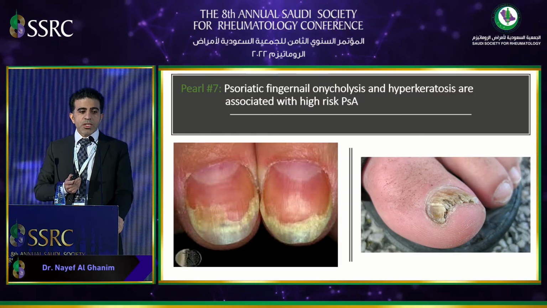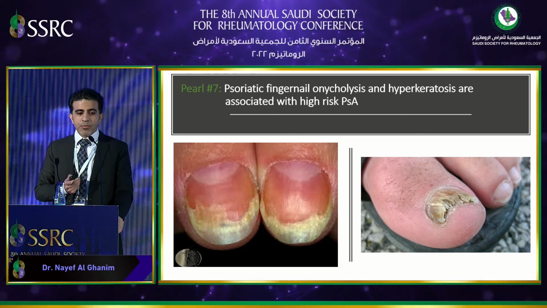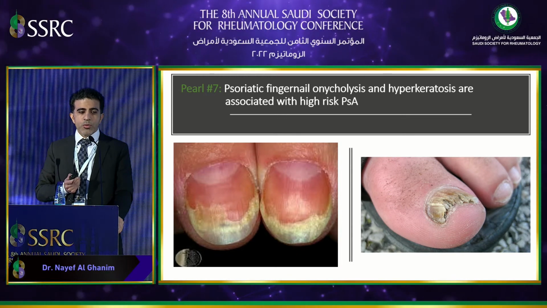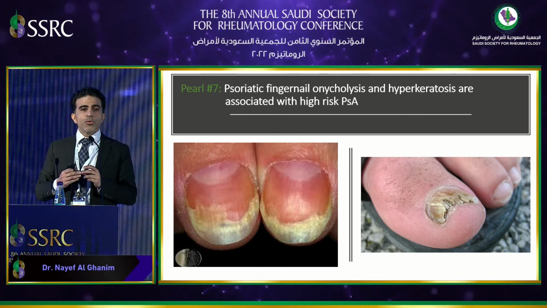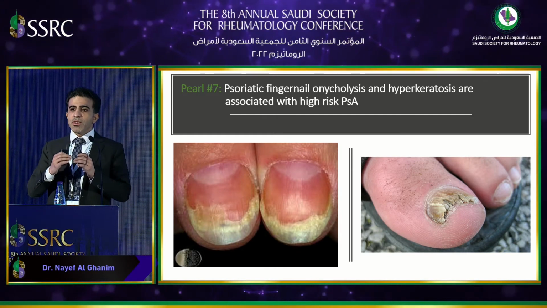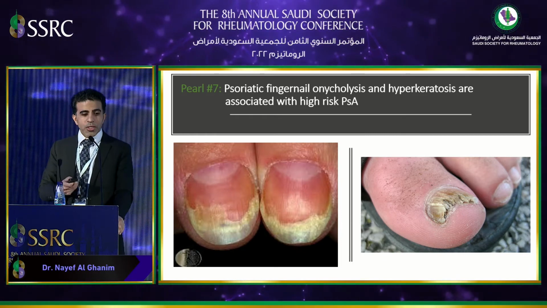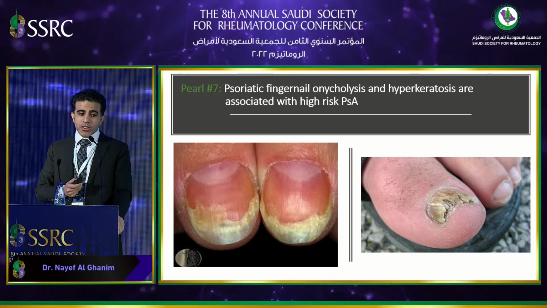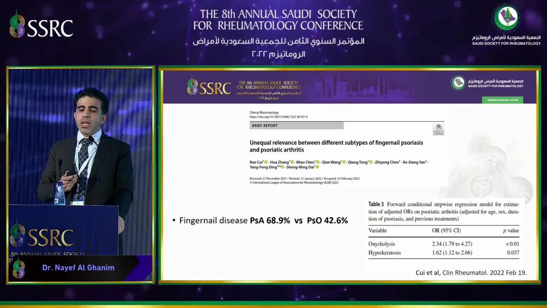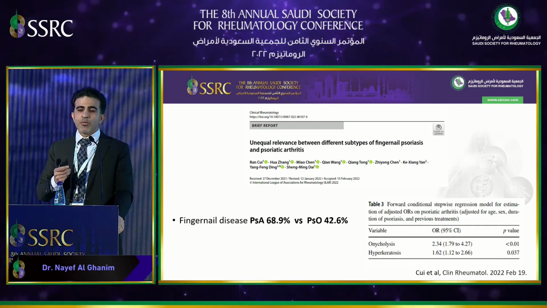Pearl number 7: psoriatic fingernail changes, onycholysis, and hyperkeratosis are associated with high risk of PsA. We usually ask the residents or fellows to count how many pits there are, if there is pitting, but we don't ask them if the patient has onycholysis or hyperkeratosis. But actually, any fingernail disease is associated with a high risk of PsA.